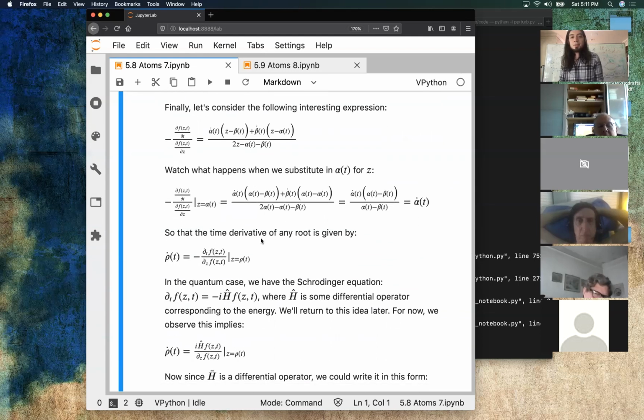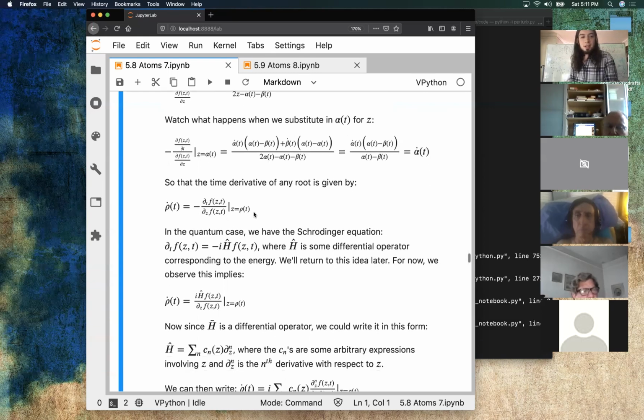Now here's the cool part. What happens if we substitute alpha(t) for z? In this expression, we've got these z's, so let's plug in alpha(t) for those z's. Alpha(t) minus alpha(t) is 0. 2 alpha(t) minus alpha(t) is just alpha(t). And then we get the derivative of alpha with respect to time times (alpha(t) - beta(t)) over (alpha(t) - beta(t)), but that cancels out. And we just get the change in alpha with respect to time.